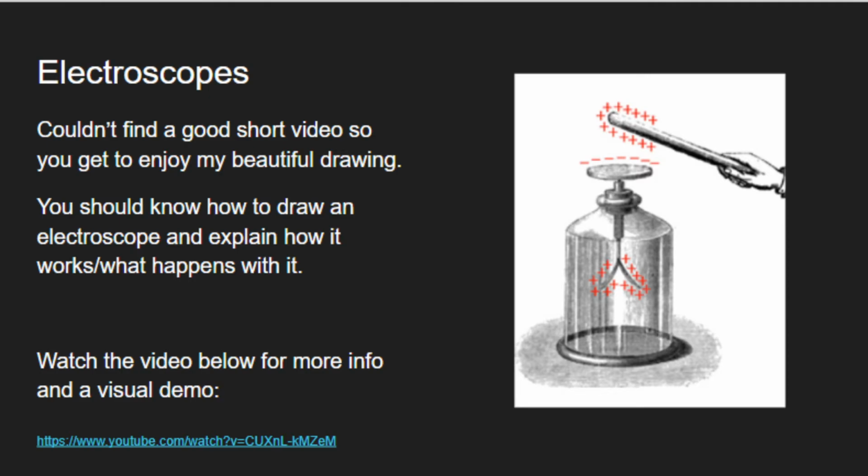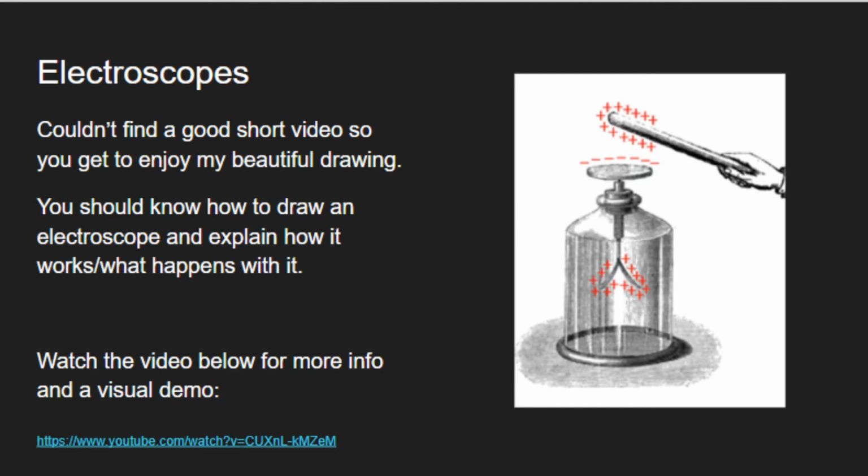Okay, the last thing we're going to talk about today is an electroscope. This is less of a phenomenon and more of a neat little tool that has been used for a long time to detect electrical charge. And I couldn't find a good short video, so I'm just going to show you with a drawing and a picture. It's going to be beautiful. And you should know how to draw an electroscope and explain how it works or what happens with it.